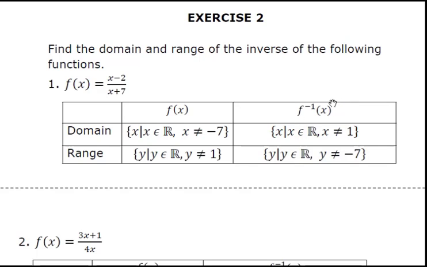What about f inverse of x? This is actually what is asked in this problem. The domain, the values of x here, are all reals except x equals negative 7. So this now becomes the range of f inverse of x. Let me read it out: the range of f inverse of x is the set of all y's such that y is any real number except y equals negative 7. That's why y should not be equal to negative 7.